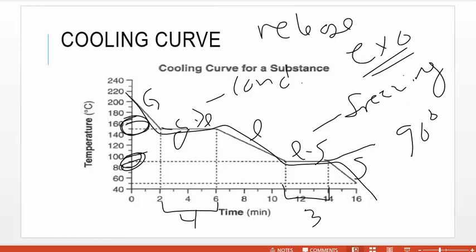So the temperature when it's condensing is also the boiling or the vaporizing temperature. When it's going from a liquid to a solid, or freezing, it's the same temperature as when it's going from a solid to a liquid, which is melting. Very important point. Melting and freezing point, same temperature. Boiling, evaporating, and condensing point, same temperature.